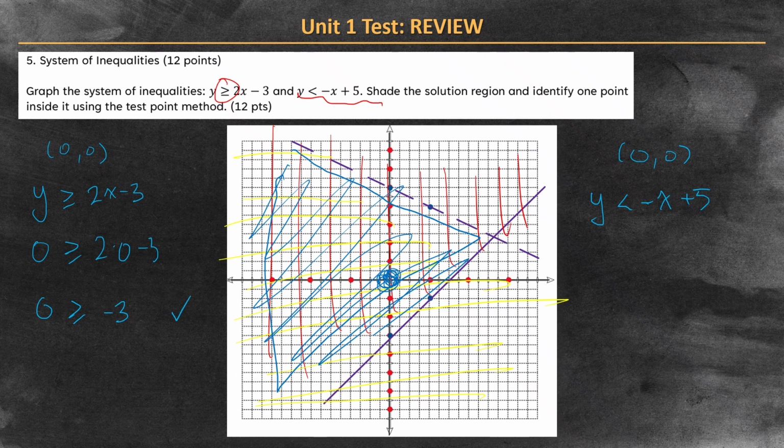And then on the right side, 0 less than negative 0. So there's nothing as negative. So 0 plus 5. 0, is it less than 5? Again, yes, it is. So after you show this work, it just proves that this shaded area is correct.